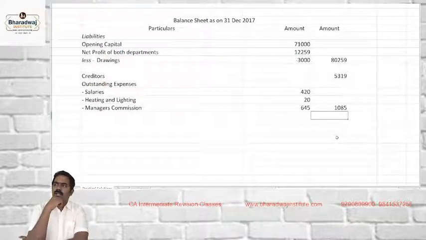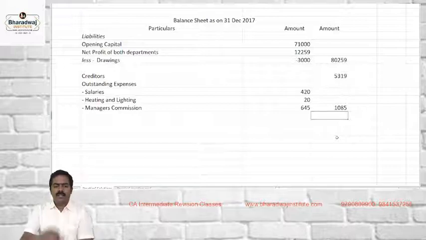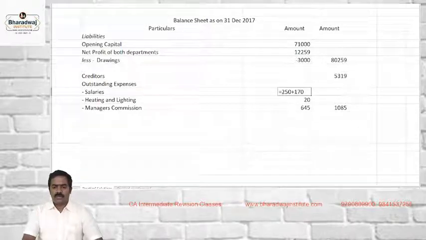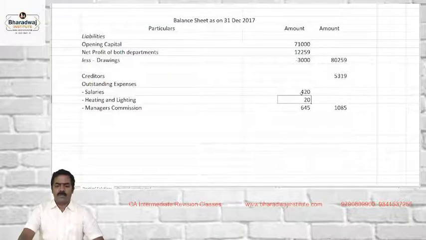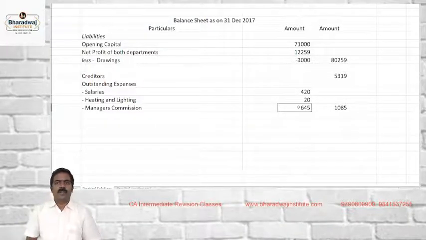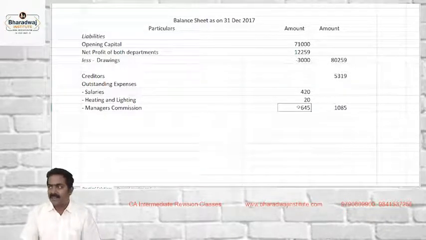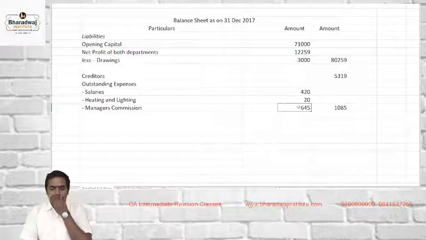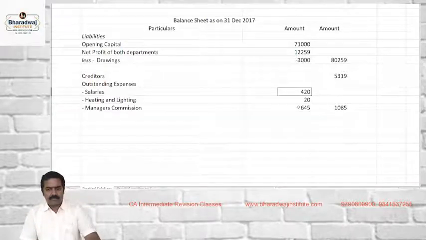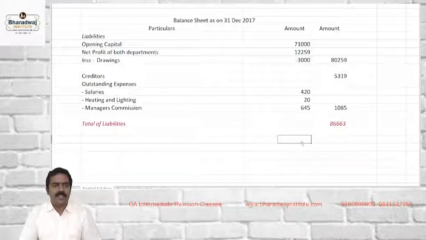Any other liability? Salary, heating and lighting, salary of both the divisions, add up and put. Manager's commission also, which we calculated while working out the P&L account, otherwise it's not given in the trial balance. It is not paid, it is outstanding. So you get the total of liabilities, then you get assets.